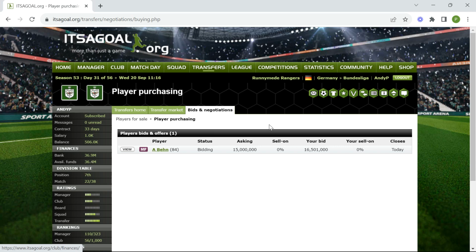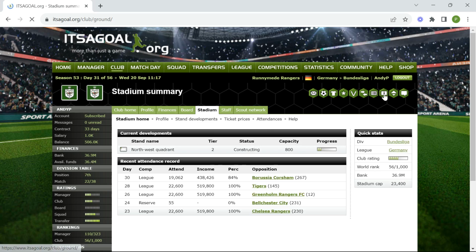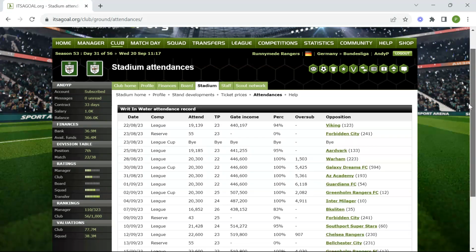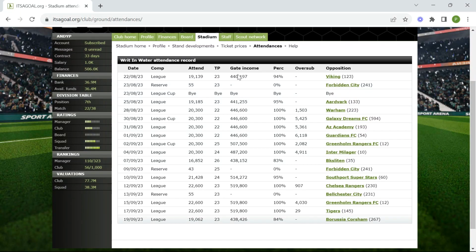Let's get into club stadium, because this gives you your attendances. So having a good stadium increases your attendances, which increases your gate income. So home games, you get a lot of income from ticket sales and also from cup matches if you are at home, and also cup matches if you are at a neutral venue, or indeed away cup matches, because you get a cut of the tickets as well.